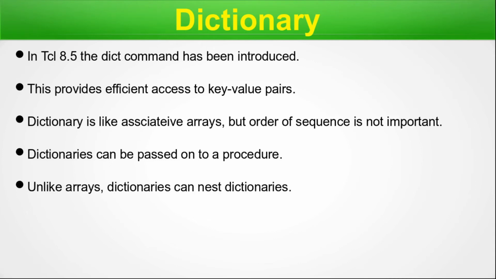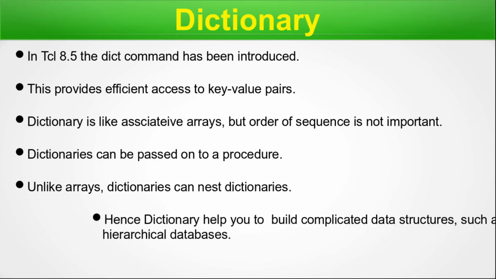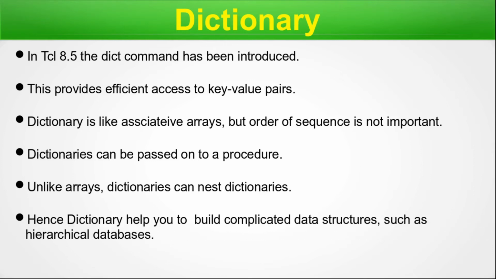Unlike arrays, dictionaries can nest dictionaries. So in the associative array, we cannot nest one associative array inside another. Lists we can do that, we have seen, but not in associative arrays. Dictionaries come with that feature, so that limitation of associative arrays has been overcome in dictionary. Hence, dictionaries help you to build complicated data structures such as hierarchical databases. Once you can nest one dictionary inside another, you can build a hierarchical data structure. Sometimes that might be necessary.